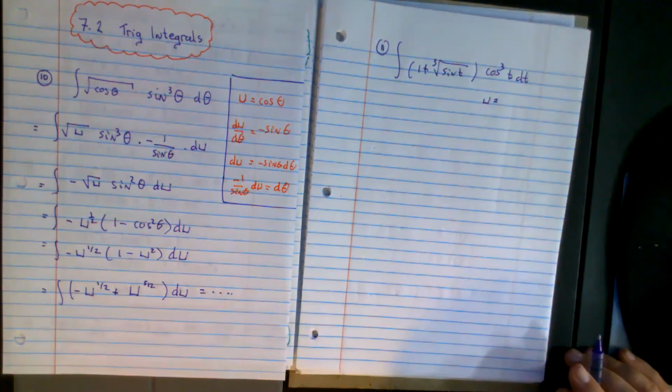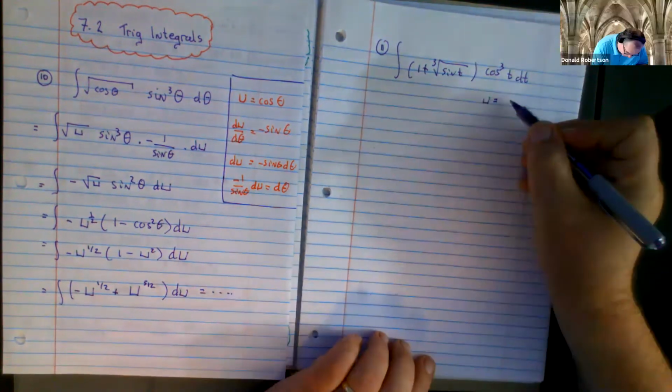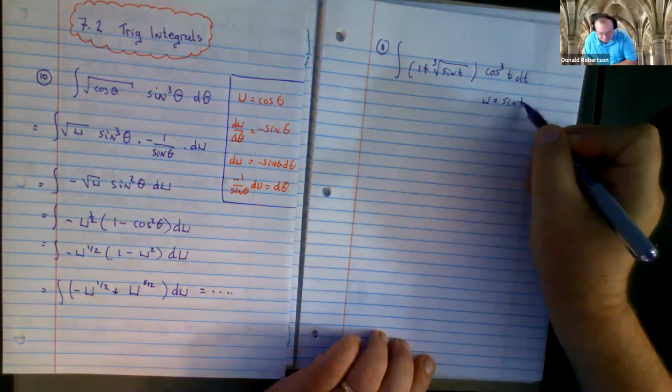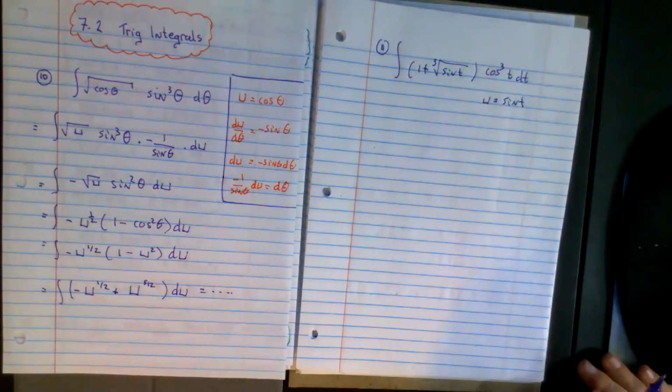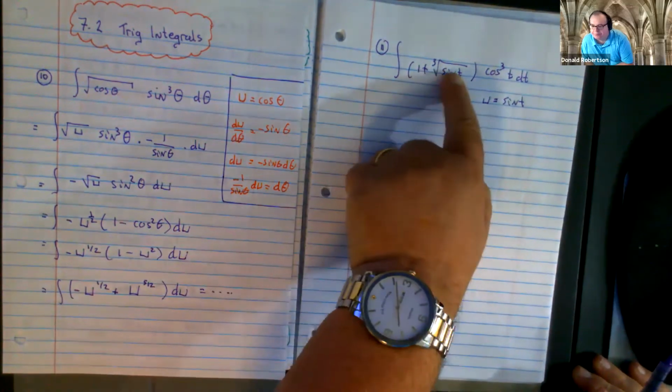Would it be sine t? Correct. Why are you picking sine t? Because it's the one underneath the square root. Yeah, it's inside the cube root, right? That's it.